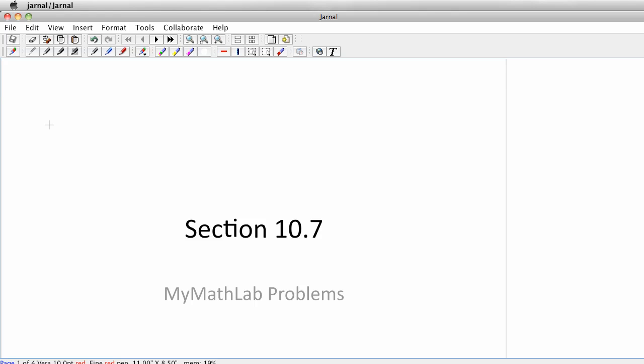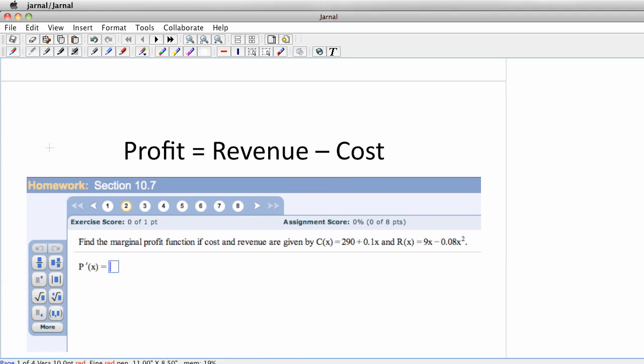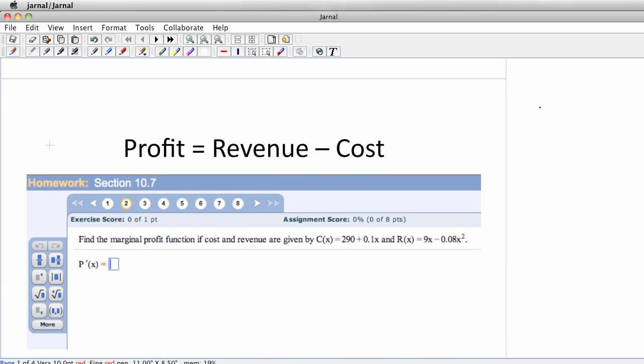Here we're going to do a couple of problems out of section 10.7, where the calculus part's pretty easy, but we start to see a couple of the application types that we'll see throughout the rest of the course. There are a couple of formulas that you'll see as we go through this material. This is one of the main ones.